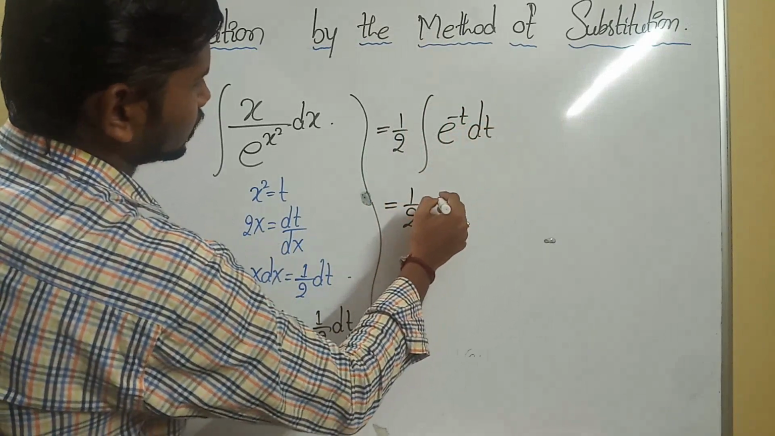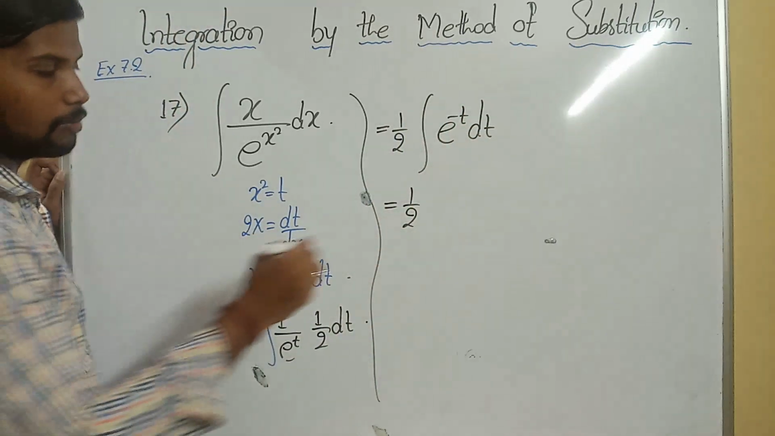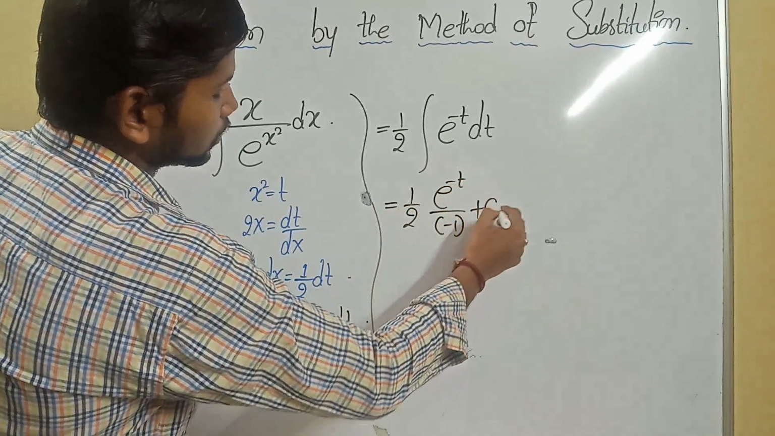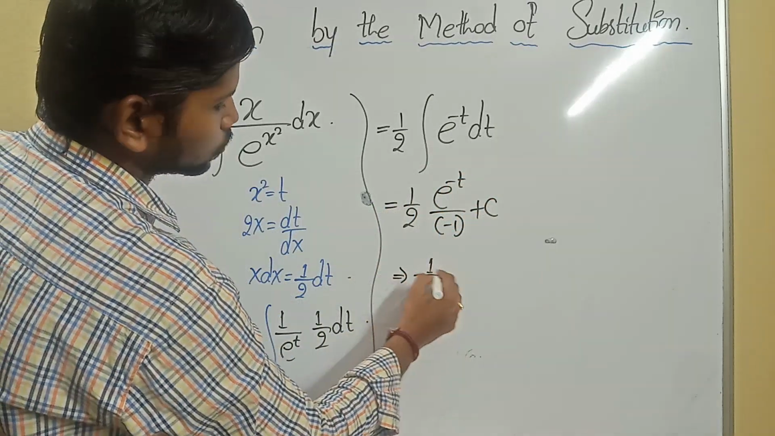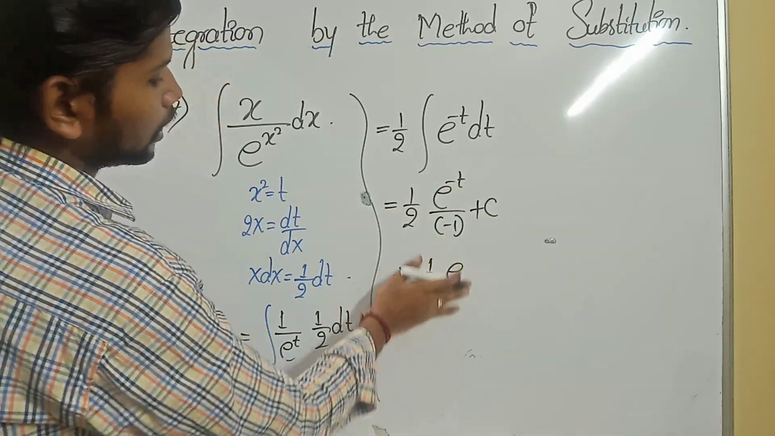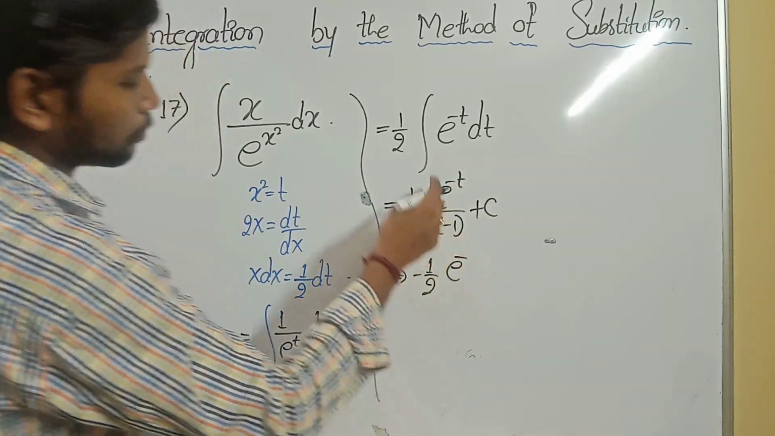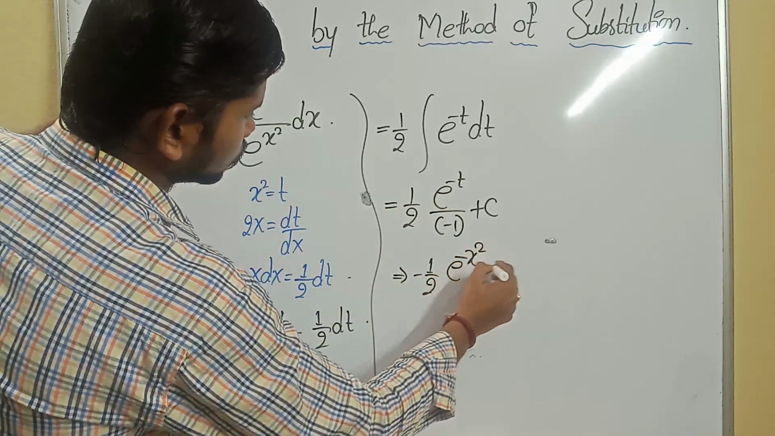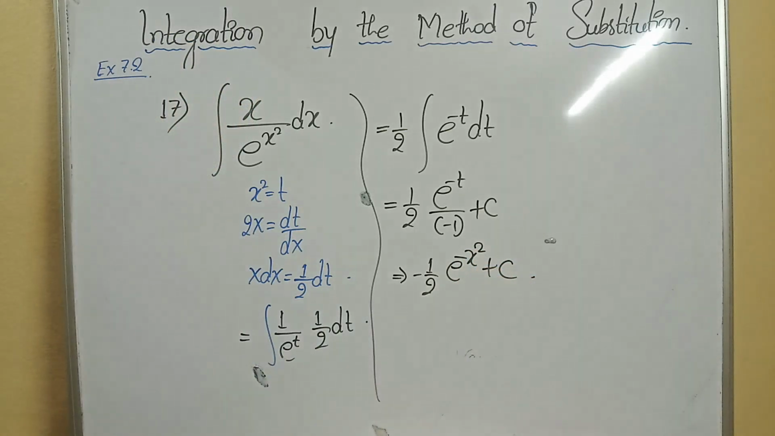1 by 2 as it is, e to the power minus t integral will be e to the power minus t divided by minus 1 plus c. It will be minus 1 by 2 e to the power. I'd like to make a positive power, means write in the denominator. Let it be, just substitute the value of x square plus c. Got it?